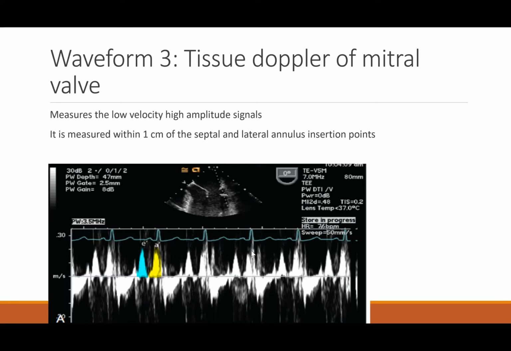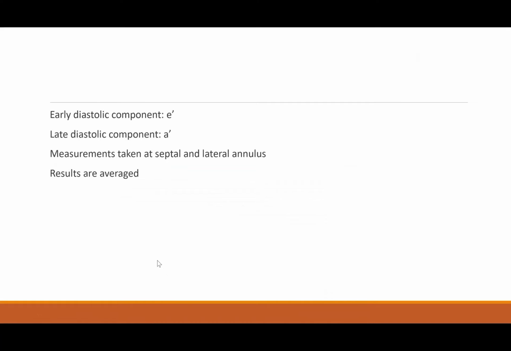In tissue Doppler of the mitral valve, in the normal waveform, we can see two waveforms, both occurring in diastole: the small e and small a. It has an early diastolic component known as E prime or E dash, and a late diastolic component, A prime or A dash. Both these waveforms occur in diastole. The results are averaged, as we take measurements at both the septal and lateral annulus, and how the results are interpreted with other components will be discussed when we discuss the algorithm for classification of diastolic dysfunction in another class.